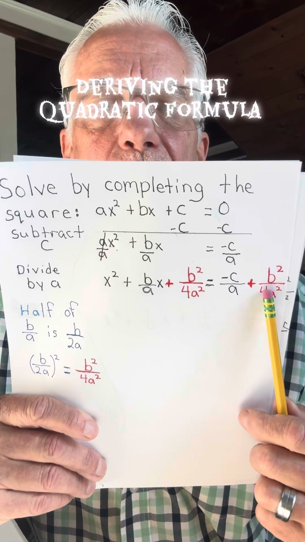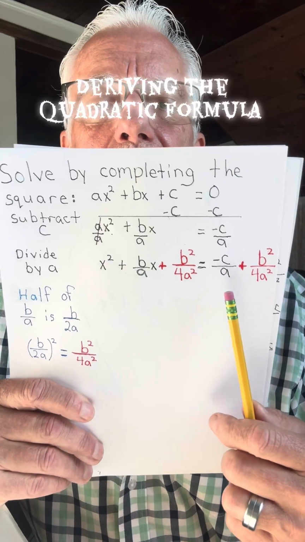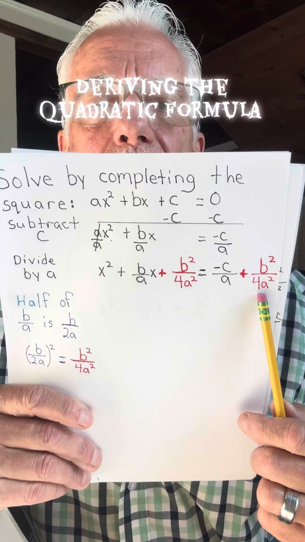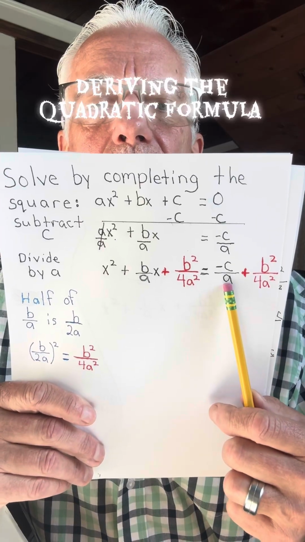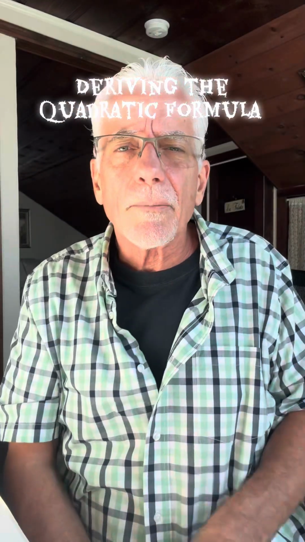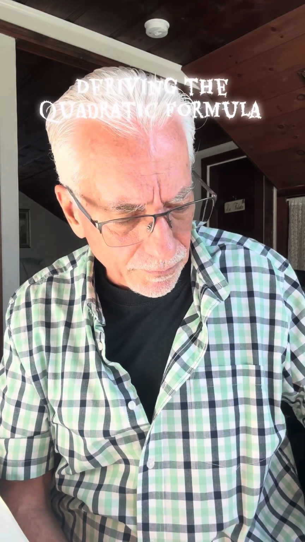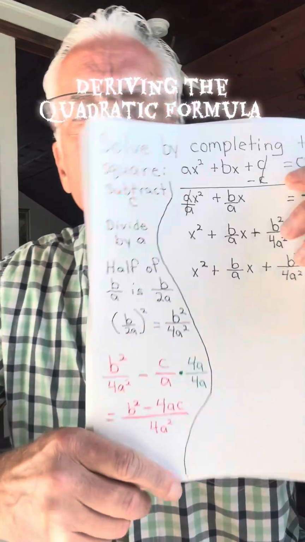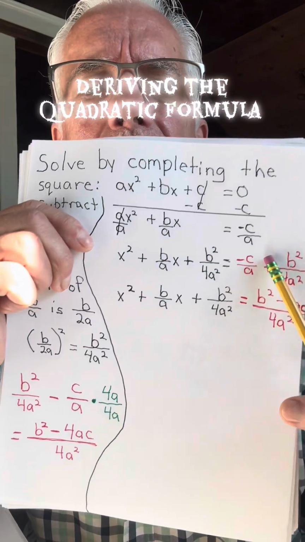I'm going to write this part first and this part second, and then we're going to get a common denominator. The common denominator is 4a squared, so we're going to multiply this one. To get 4a squared, we're going to multiply it by 4a over 4a. Okay, so here we go. So you'll just see I'm just simplifying that stuff over here. You can see I did that.